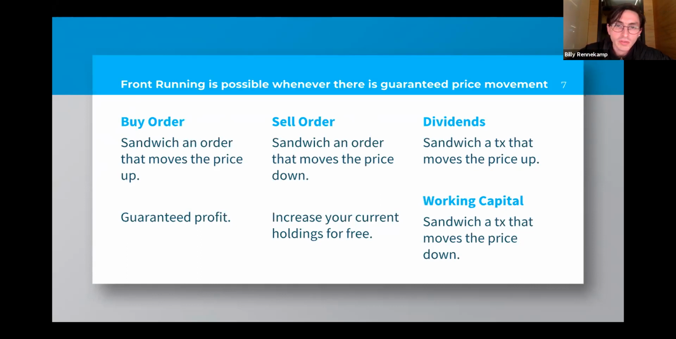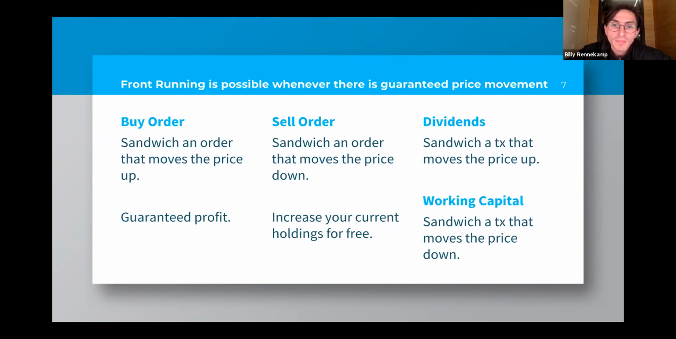And you can see a similar parallel with the idea of dividends being paid out. As soon as you see a dividend payment coming in, whether that's an injection of collateral into the collateral pool, or minting a bunch of new tokens that are going to be distributed to current token holders, you can watch for those transactions and do a similar sandwich, buying before it and selling right after for the dividends. Alternatively, if working capital is being taken out, this may change the current price.